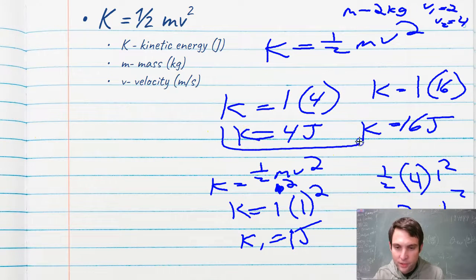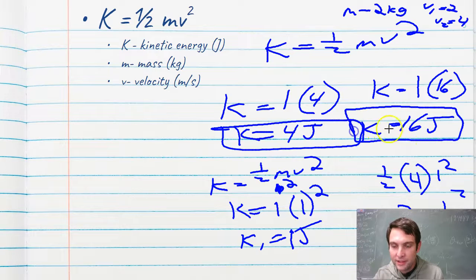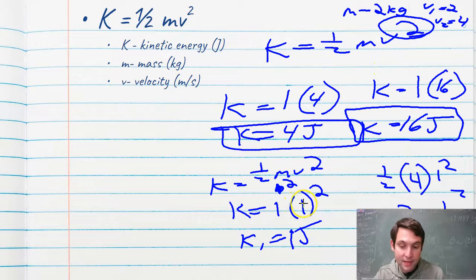All right, so we use the same equation 4 different times. The first 2 times, we doubled the velocity. When we doubled the velocity, the kinetic energy went up 4 times as much because of that square. Then for the second one, we doubled the mass. And when we double the mass, the kinetic energy goes up by 2. So that means the velocity has this huge impact on how much kinetic energy you have.